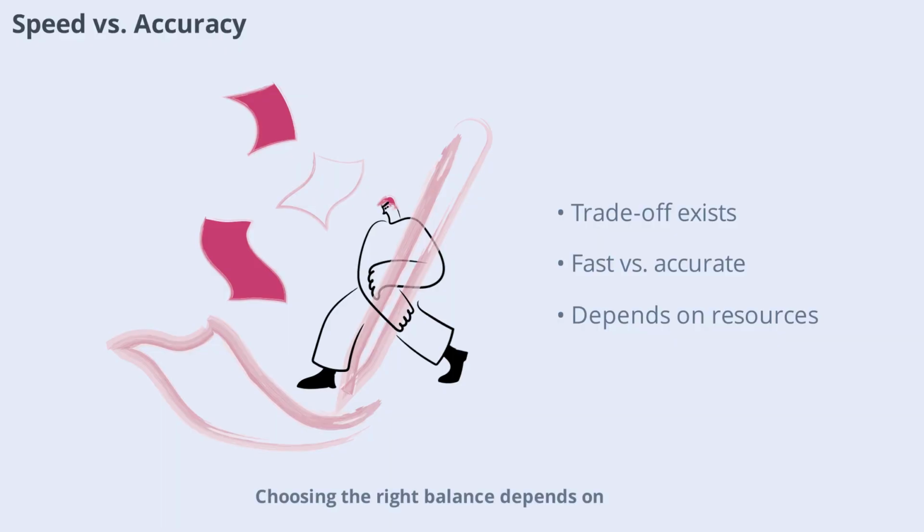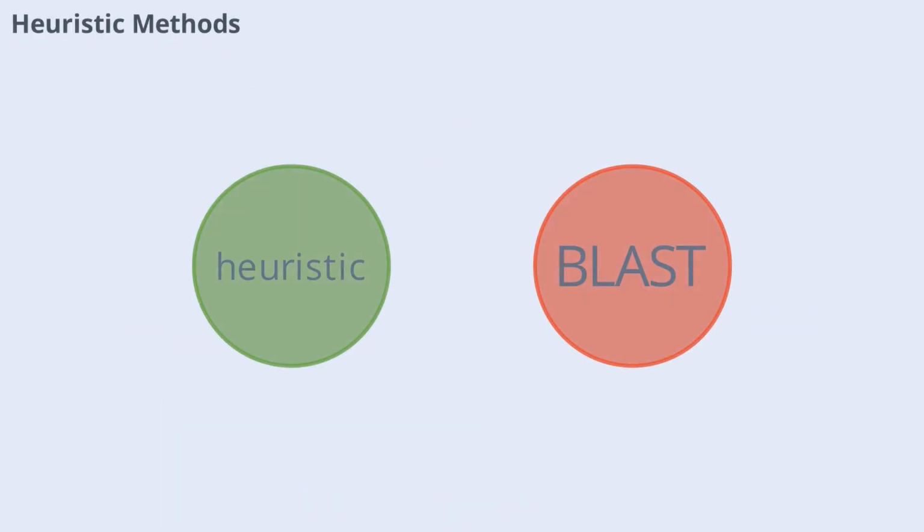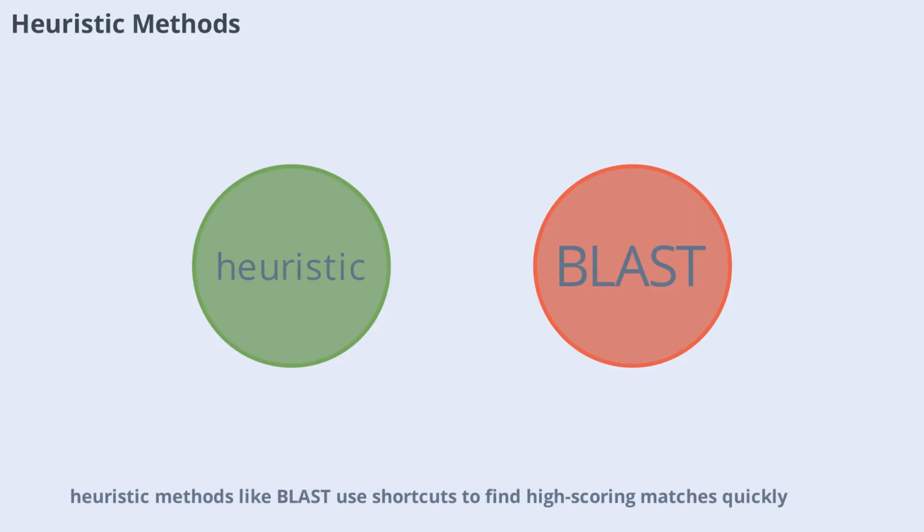Choosing the right balance depends on your research goals and available resources. To speed up alignment, heuristic methods like BLAST use shortcuts to find high-scoring matches quickly. While not guaranteed to find the absolute best alignment, these methods are fast and effective for searching large databases. Heuristics are essential for handling the massive scale of modern genomic data.